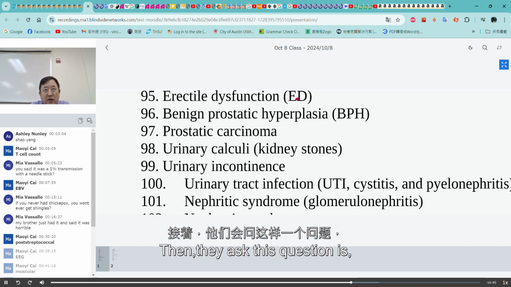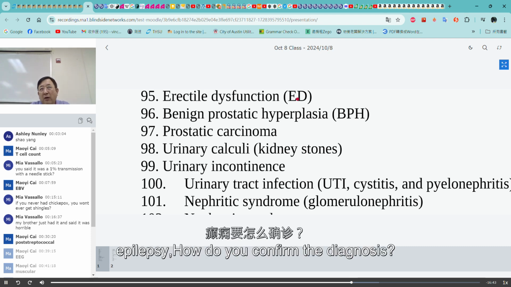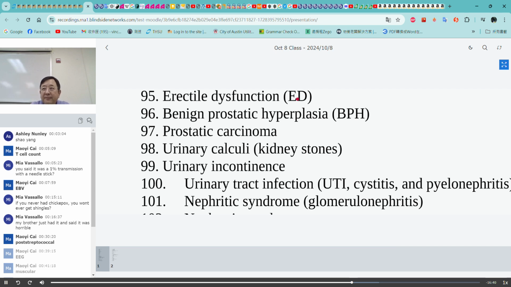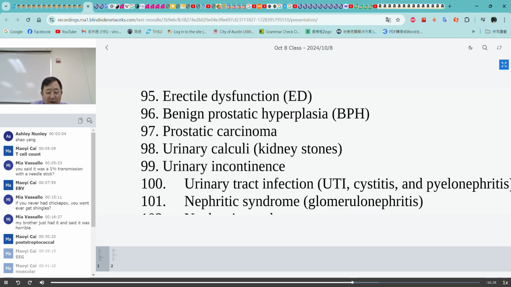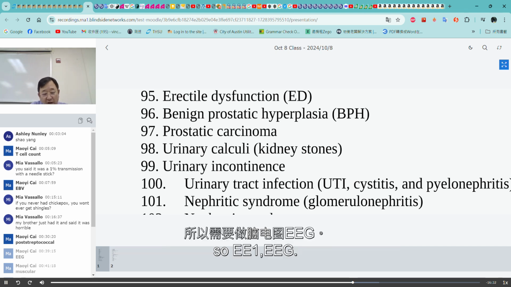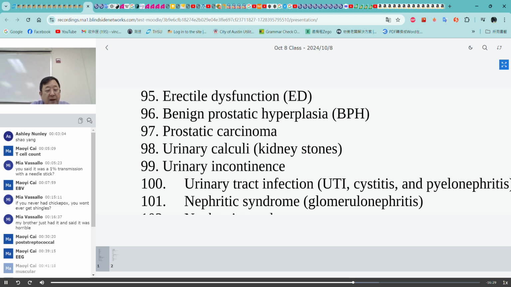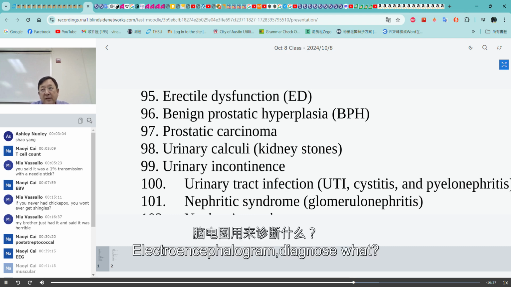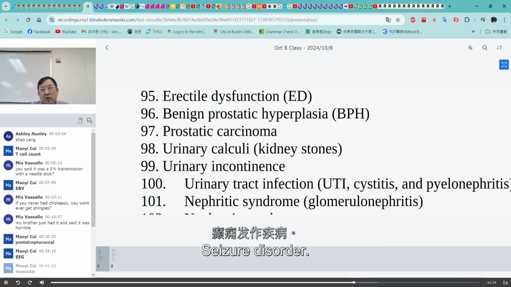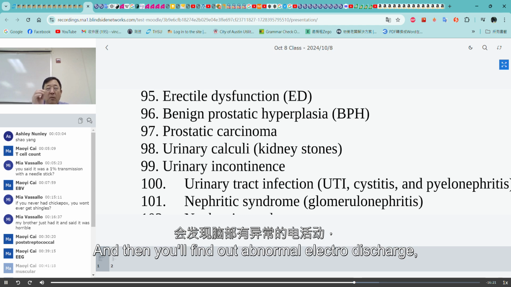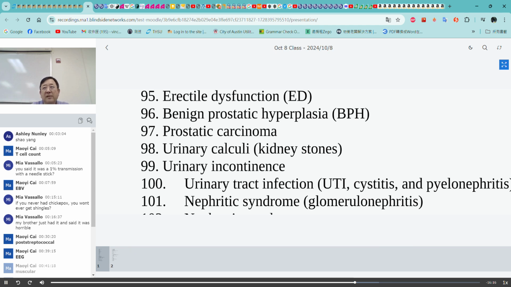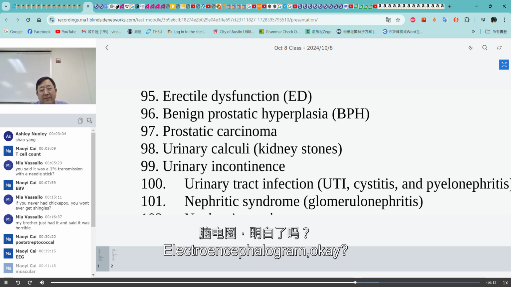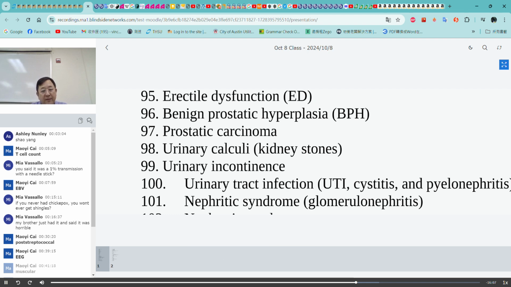Then they ask this question: epilepsy, how do you confirm the diagnosis? Why do you have a seizure? It is an electrical discharge. So EEG, electroencephalogram, diagnoses seizure disorder. Then you find out the abnormal electrical discharge causing involuntary muscle contraction. Electroencephalogram, okay, EEG. So that's for epilepsy. Seizure, right? Epilepsy is a seizure.